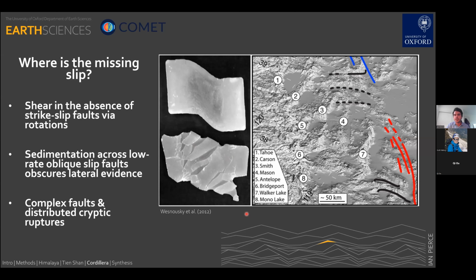So now I've given you three hypotheses to explain this missing slip: large-scale crustal block rotations, sedimentation obscuring low slip rate oblique faults, and complex faults with distributed cryptic ruptures that don't leave a lasting imprint on the landscape. Together, these processes work to accommodate lateral shear, but without really the traditional model of what defines a fault. This poses a challenge for seismic hazard models that rely on known fault sources.